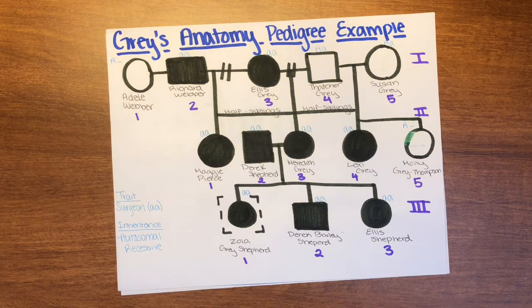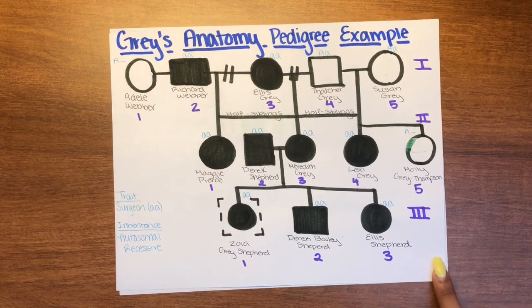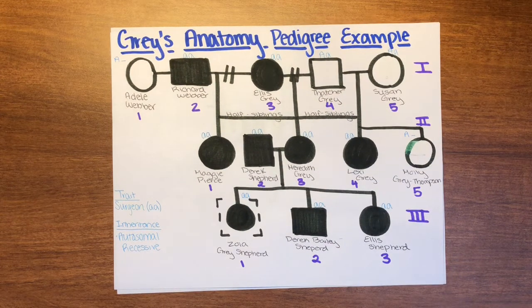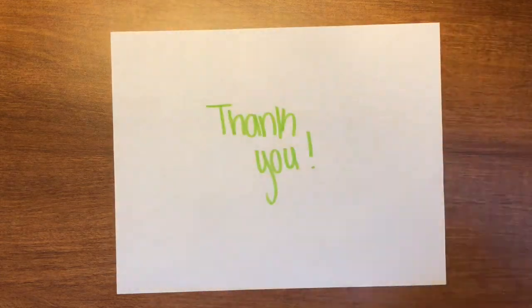X-linked dominant is not possible either because Thatcher Gray or Susan Gray would have to be a surgeon in order for Lexi Gray to be one too. X-linked recessive is not possible because Thatcher is not a surgeon and would have to pass on a dominant trait since the X chromosome would be dominant. Y-linked is not possible because not all males are surgeons and there are females who are. I hope this helped everyone learn about pedigrees and inheritance.